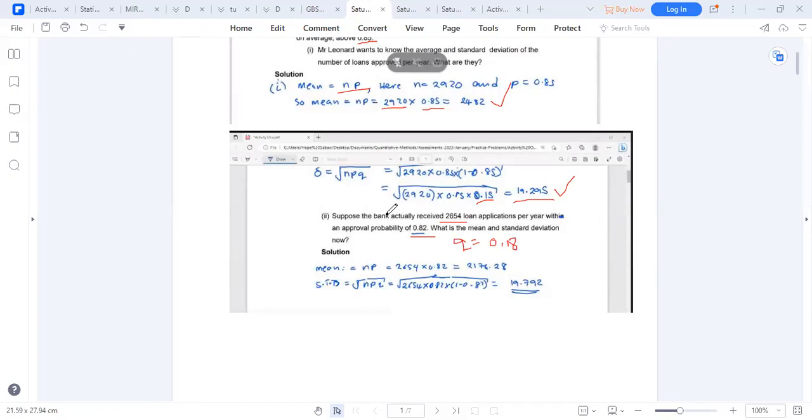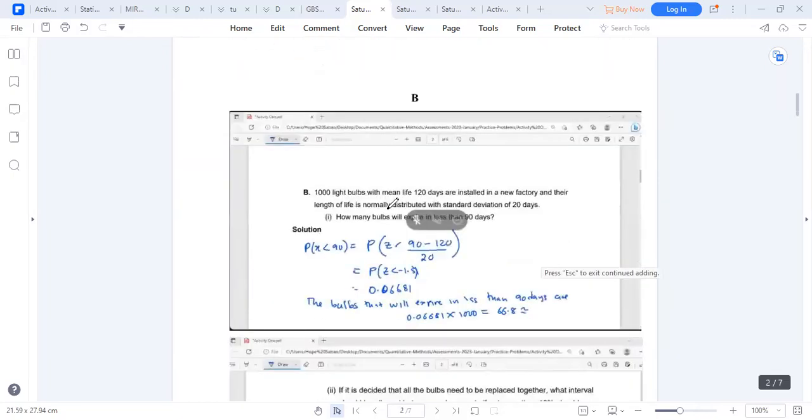So to find our mean, it's NP, so 2654 times 0.82, which gives us 2176.28. Our standard deviation, we simply multiply 2654 times 0.82 times 0.18. Our answer is 19.792. That is how we find our standard deviation and the mean. That is how we do it.